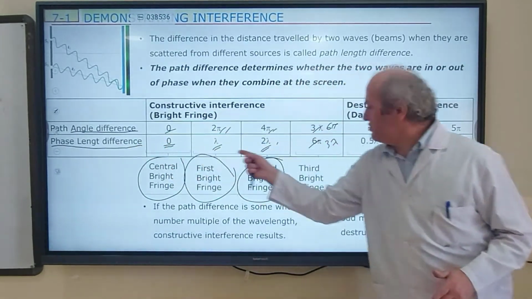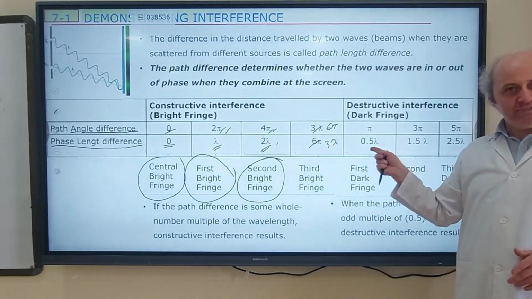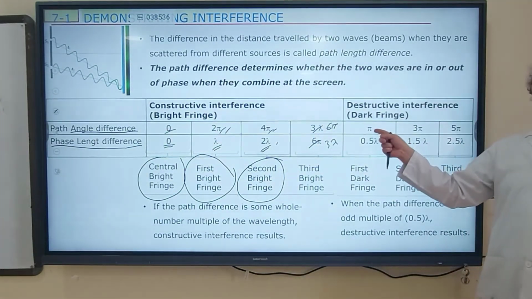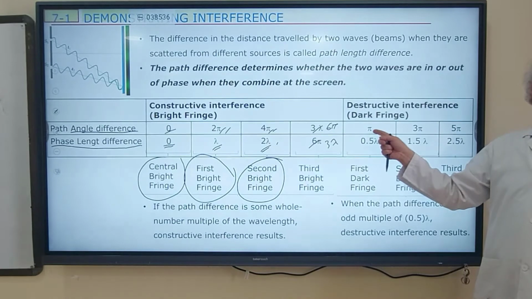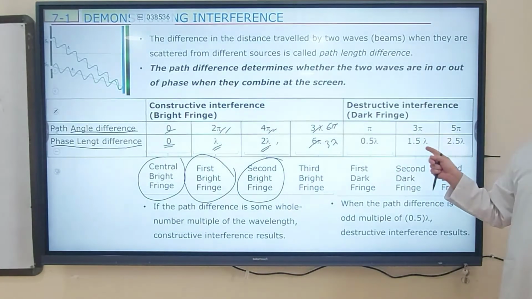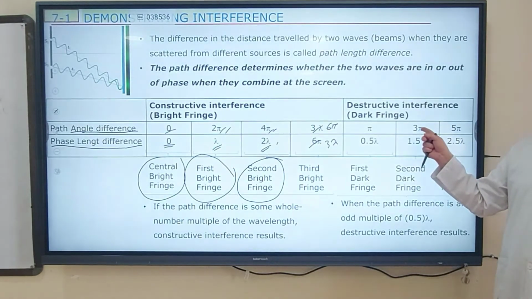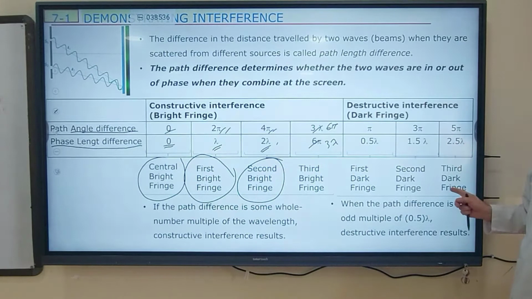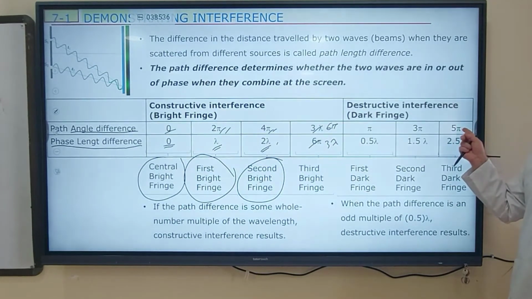But if the path length difference is 0.5 lambda, that is lambda over 2, the corresponding phase angle difference is pi. 1.5 lambda, that is the second dark fringe, corresponding phase angle difference 3 pi. 2.5 lambda, third dark fringe, corresponding phase angle difference is 5 pi.